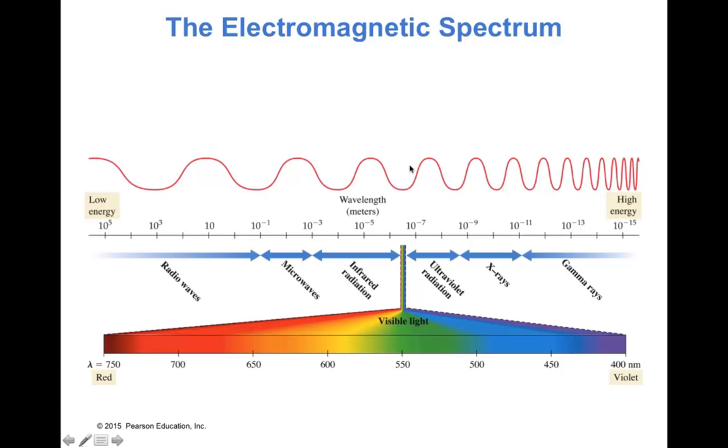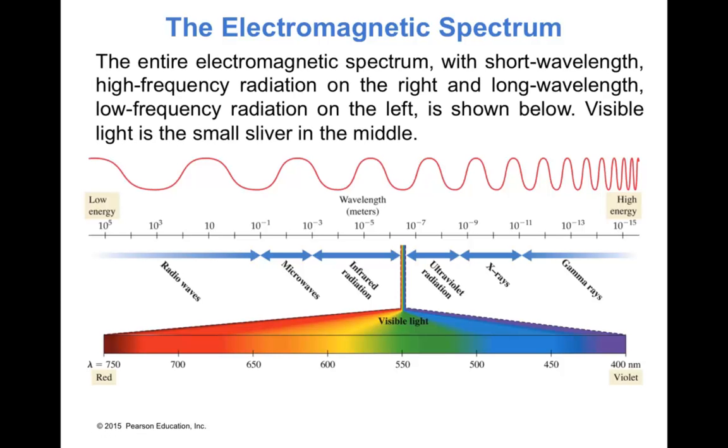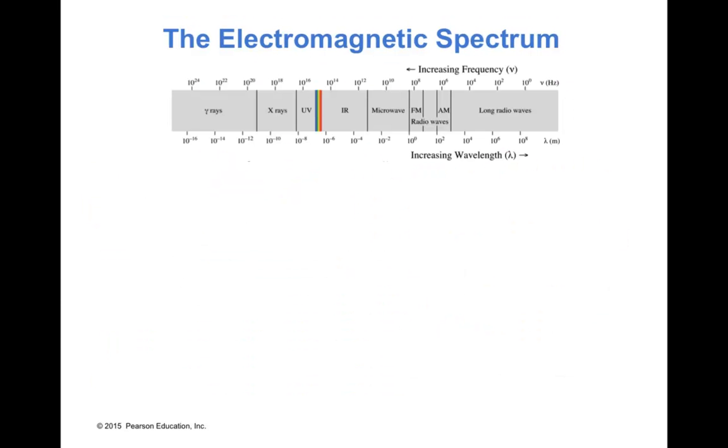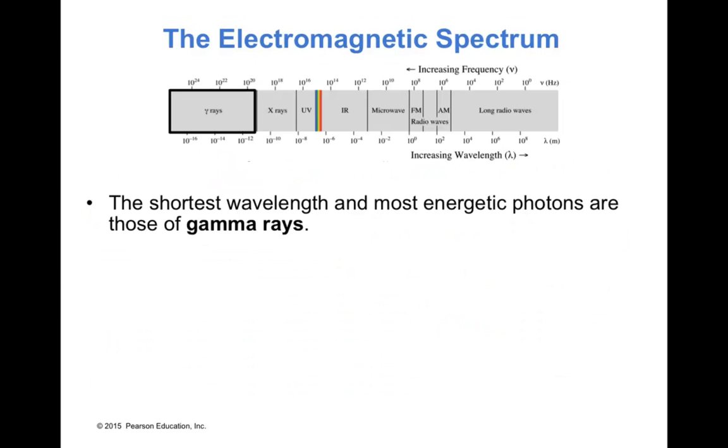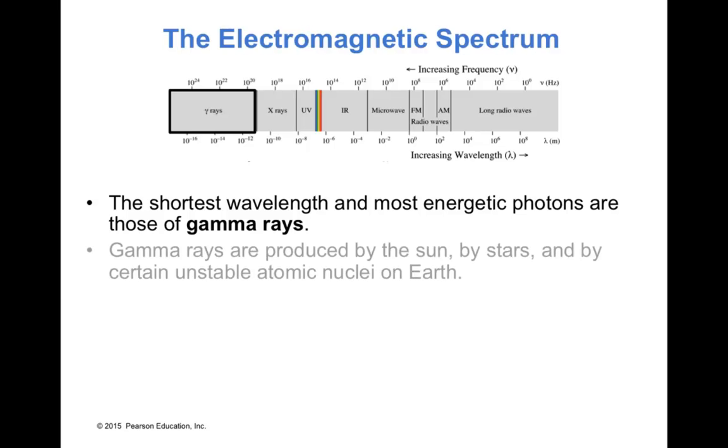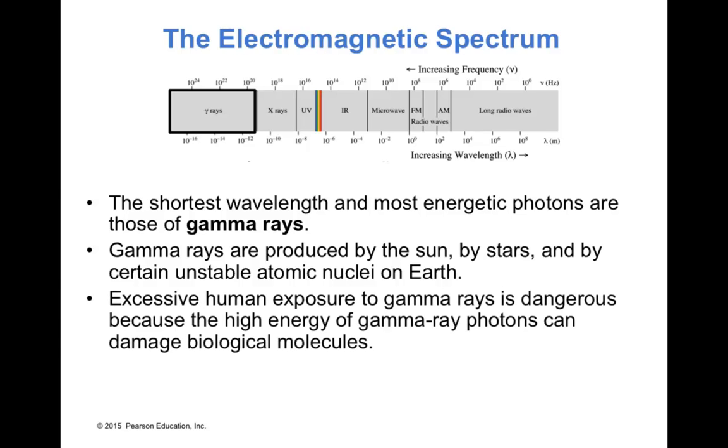So let's go through each of the regions of the electromagnetic spectrum: the radio waves, infrared, visible light, X-rays, and gamma rays. Let's start first with the gamma rays. The shortest wavelength and most energetic photons are the gamma rays. The gamma rays are produced by the sun, by stars, and by certain unstable atomic nuclei on the Earth. Excessive human exposure to gamma rays is dangerous because the high energy of gamma ray photons can damage biological molecules.